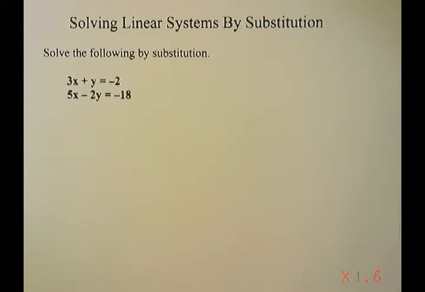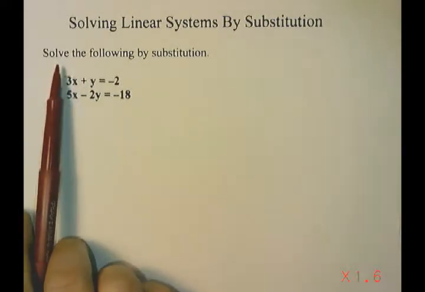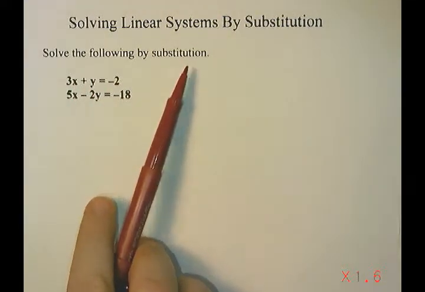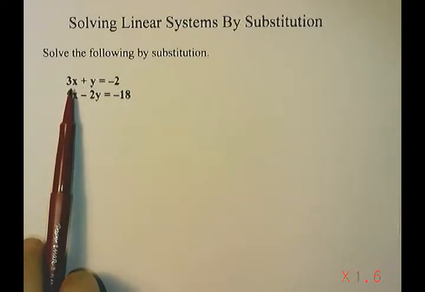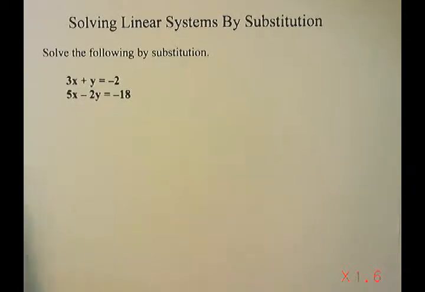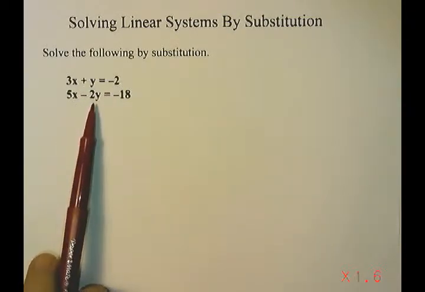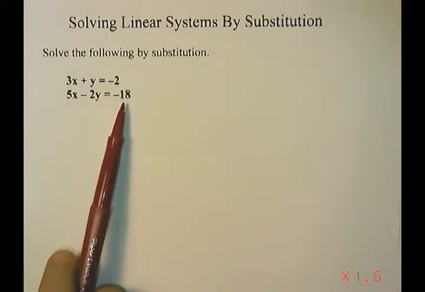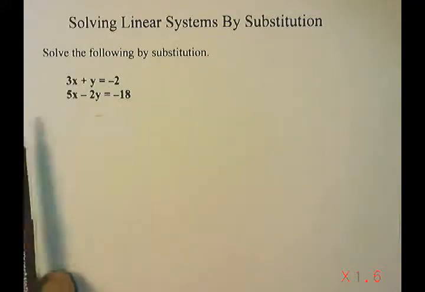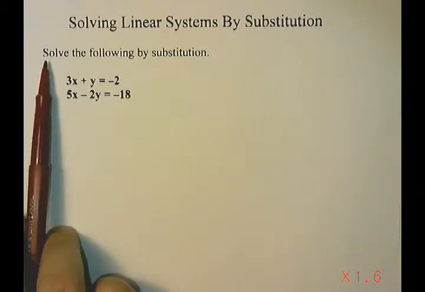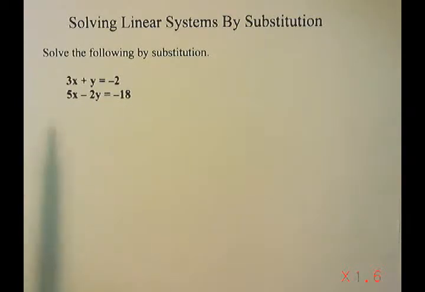Solving linear systems by substitution. So our question says, solve the following by substitution. And we're given two equations. We have 3x plus y equals -2 and 5x minus 2y equals -18. So these are two equations of lines. And solving means we're looking for the point of intersection between the two lines.